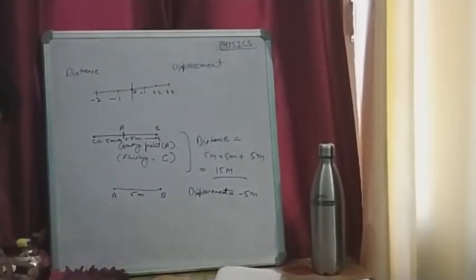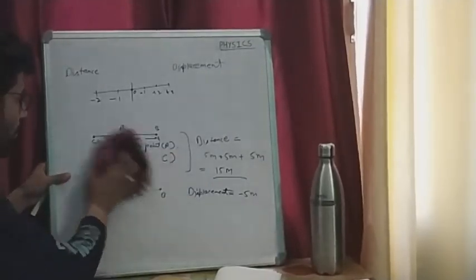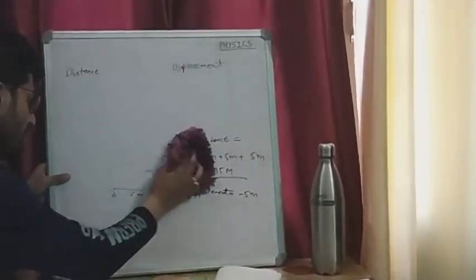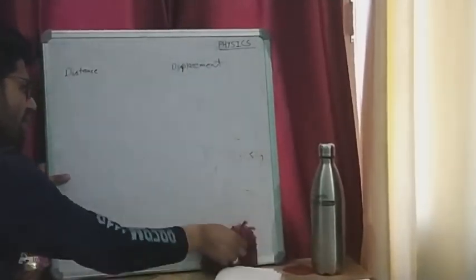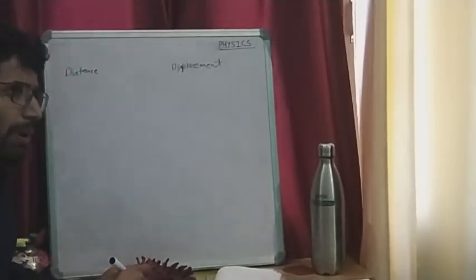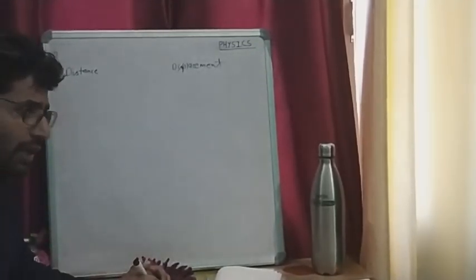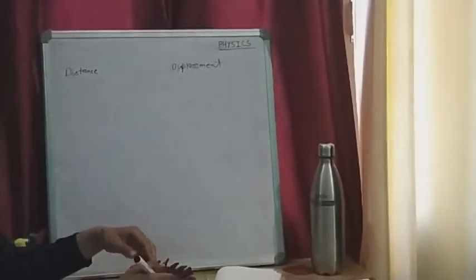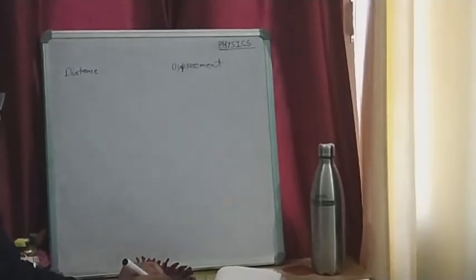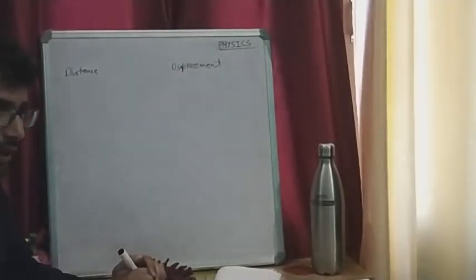Now, the next important thing about distance and displacement. First, the definition. This is the main difference between distance and displacement. Distance is the actual path covered by any body, and displacement is the shortest distance, or the shortest path, between the initial point and the final point.